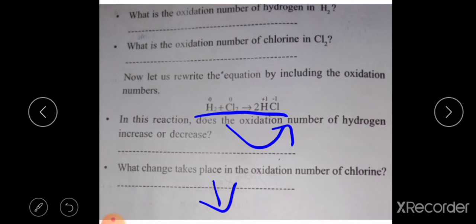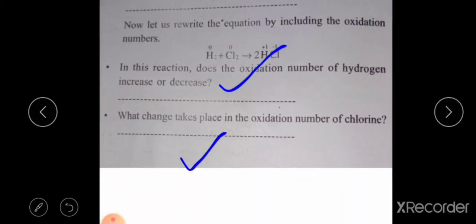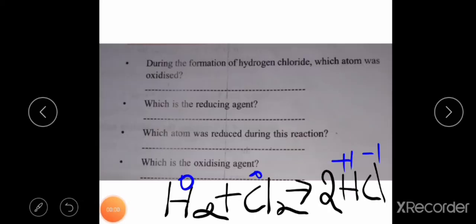So here you can see first one, hydrogen. The hydrogen oxidation number is 0 and after the reaction you can see it is increased to +1. So we can say hydrogen undergoes oxidation because its oxidation number is increased. And chlorine undergoes reduction because its oxidation number is decreased. So it is another definition for the oxidation and reduction process. Now we can find out which atom undergoes oxidation, reduction, and which is the reducing agent and oxidizing agent.